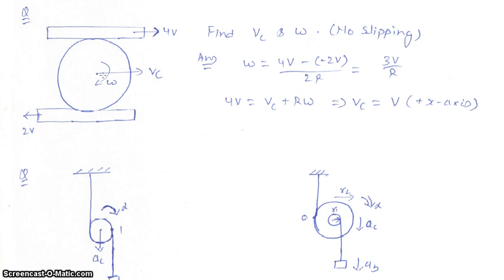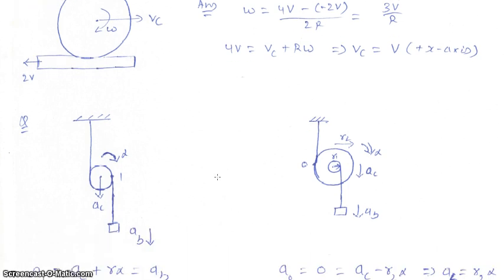And by applying the same superimposition method, velocity at the top will be vc plus r omega. So we write 4v is equal to vc plus r omega. We already have omega, so we get vc as v.